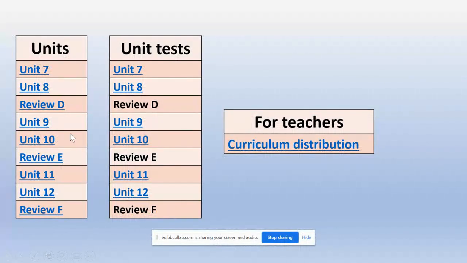Hello guys, so we are going to start a new lesson and a new unit, unit 10. So we've finished unit 9 and now we are starting unit 10.